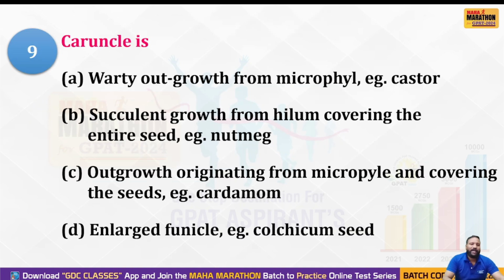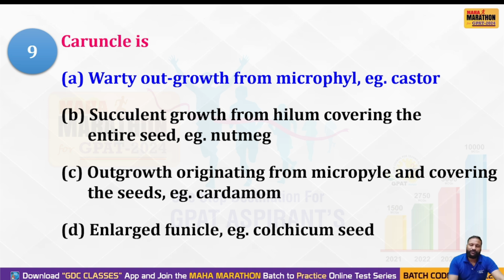Next question: Caruncle. We have seen in the previous test series the different parts and their functions. But here they are asking about the arrangement or the nature of the part in the seeds. Caruncle, a waxy outgrowth from the micropyle, that is castor. Example: waxy growth from the hilum covering the entire seed, nutmeg. Outgrowth originating from the micropyle and covering the seeds, example cardamom. Enlarged funicle, that is colchicum seed. Tell me the right answer.